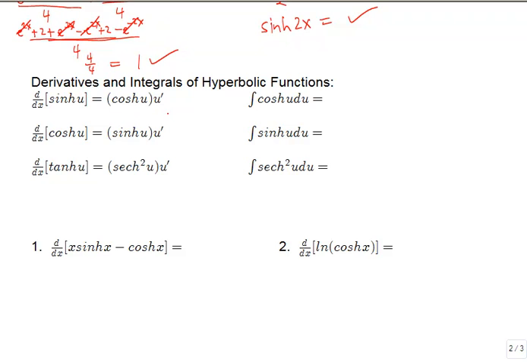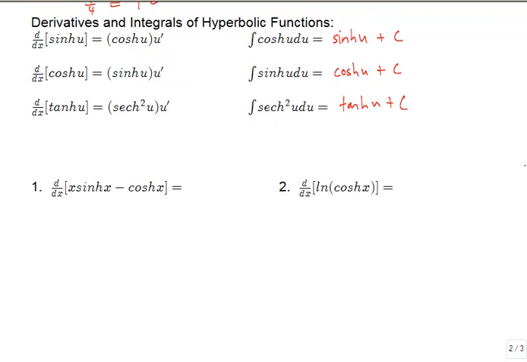So now let's go in reverse. If the derivative of sinh is cosh, then the integral of cosh is sinh. So this will be the integral of hyperbolic cosine is hyperbolic sine plus c. If the derivative of cosh is sinh, then the integral of sinh is cosh. So this will be cosh of u plus c. And if the derivative of tanh is hyperbolic secant squared, then the integral of hyperbolic secant squared is going to be tanh. Okay? So those are some derivative and integral rules. Those are going to be the only ones you're responsible for knowing. So let's practice using them a little bit.